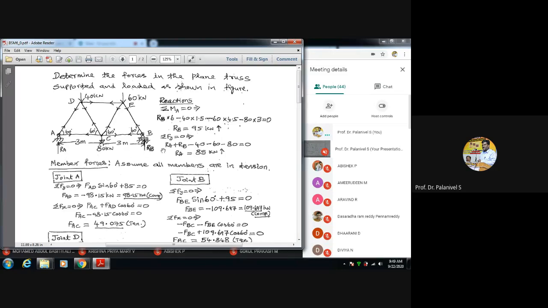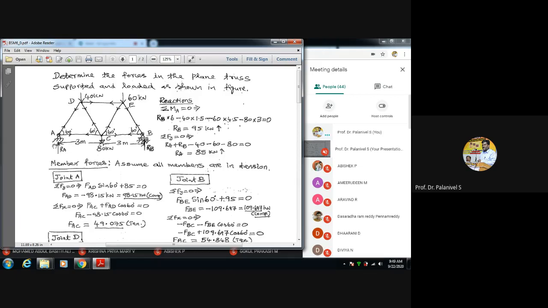Sigma Fy equal to 0 implies RA upward, RB also upward. That's why RA plus RB minus 40, minus 60, minus 80 is equal to 0, because 40, 60, 80 are all downward. From this, RA is found to be 85 kilonewton upward reactive force. RB is found to be 95 kilonewton upward reactive force. Thus, we have determined the support reactions.